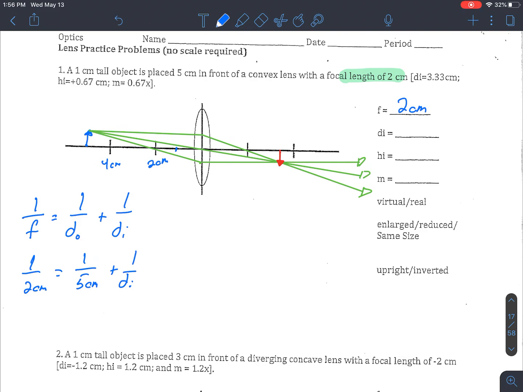There are two ways to do it. We could actually measure this distance if we wanted to, and we can see that's a little bit more than 3 centimeters. Plugging that into our calculator, we would get an image distance of 3.33 centimeters, which you can start to see is why I redrew that one ray, to show that this distance from here to here is about 3.33 centimeters.